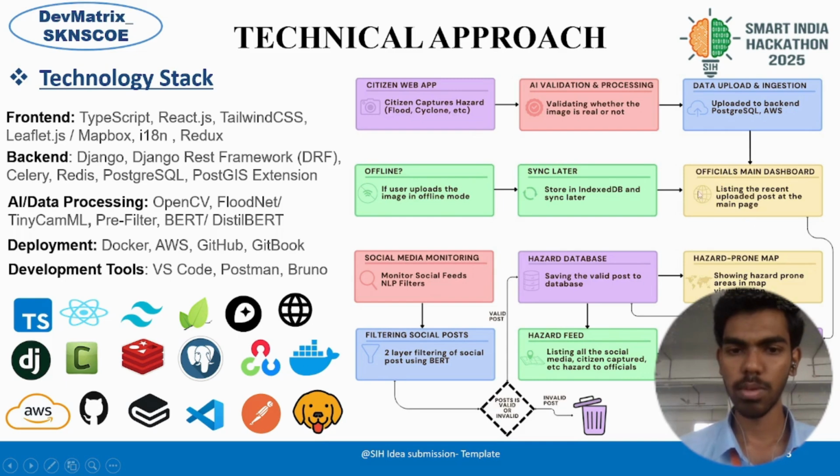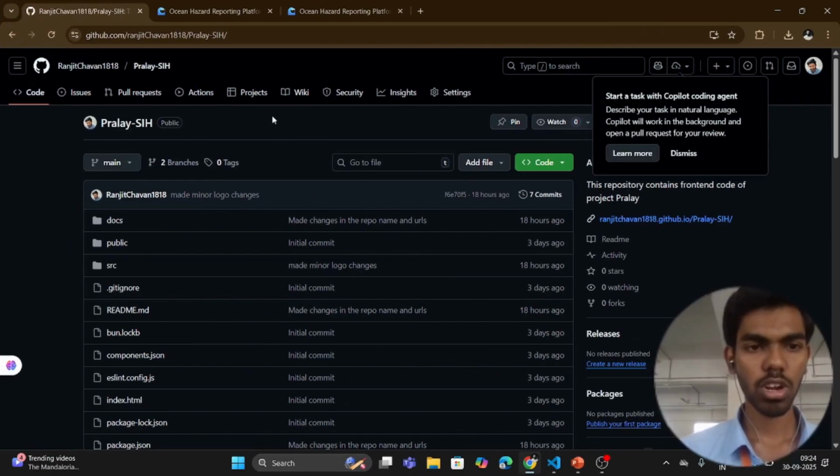Also, for fetching posts from social media, a two-layer filtering is added. First is the NLP filter, and second is the filtering of social posts using BERT. If the post is valid, it is stored in the database, and if it is not valid, it is discarded. A valid post stored in the database is also shown in the hazard field on the map area, which we will create with the help of Mapbox, and on the authority dashboard as well. Now this is the prototype of our project.